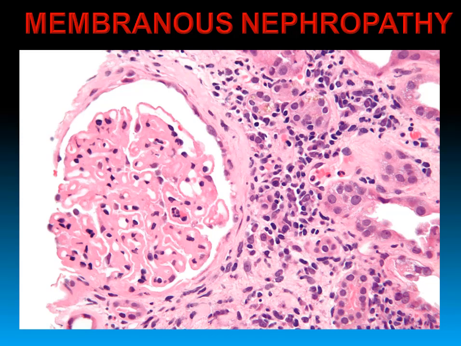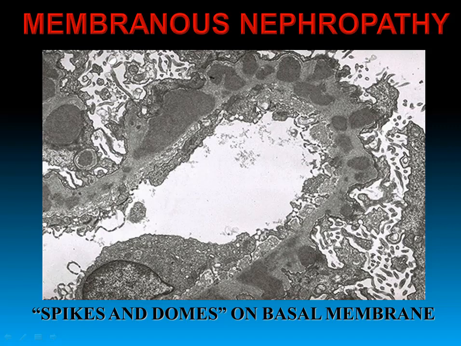Next morphological type of chronic glomerulonephritis is membranous nephropathy. In membranous nephropathy, microscopically we will see thickening of basal membrane of capillary loops due to accumulation of immune deposits, and sometimes the basal membrane, especially at the electron microscopic level, resembles tram tracks. In electron microscopy, in basal membrane, we can see typical appearance of spikes and domes on basal membrane, which are located in the place of immune complexes deposition.